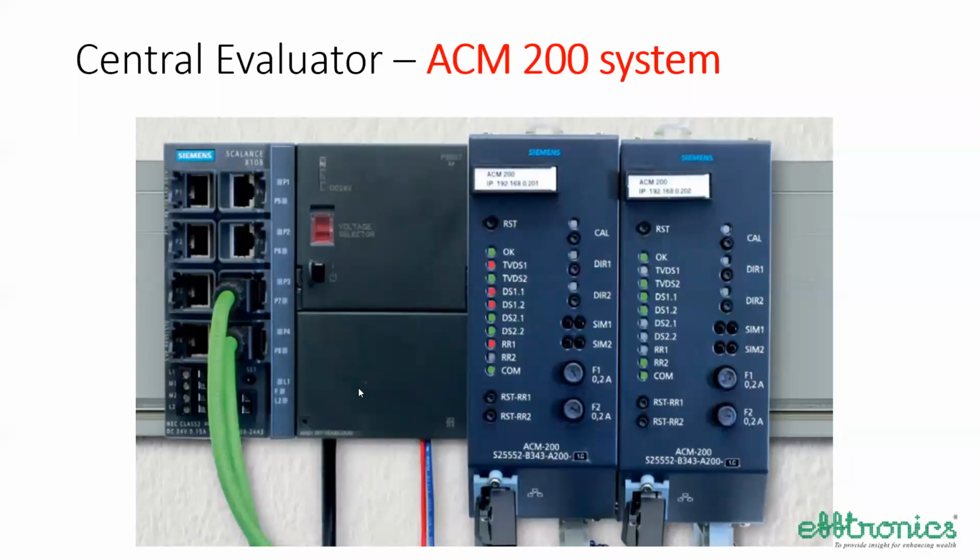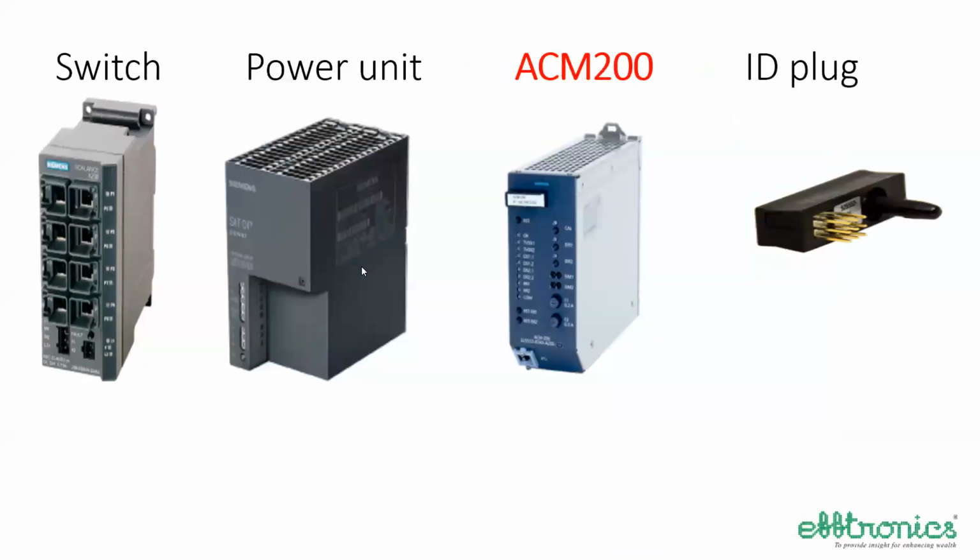And this is the evaluator. You can see this is the LAN switch. This is the power supply. And this is called ACM 200. It takes care of 2 sections. There are 2 such evaluators you are seeing here. So these are the parts as we just showed: the switch, power unit, ACM 200, and the ID plug. The ID plug is this, actually. This ID plug has the information pertaining to this particular ACM 200.